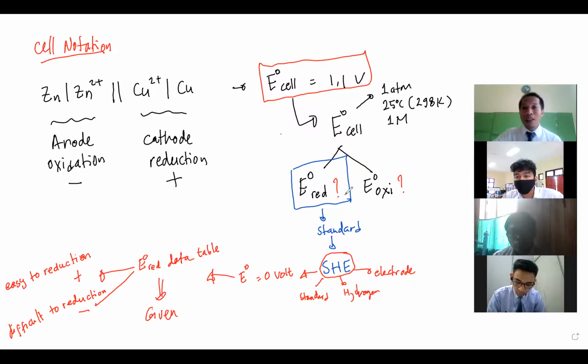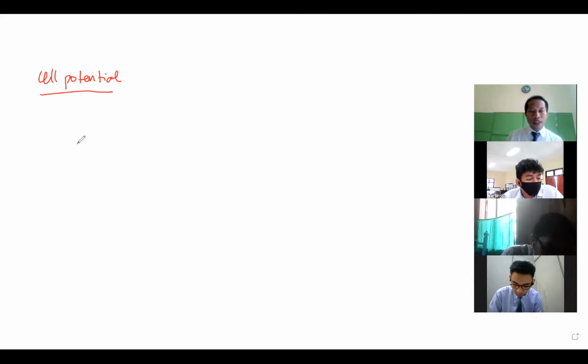All right, is it clear up to here? All right, next one is cell potential. After cell notation, now we're going to learn cell potential. I'm going to use the same voltaic cell reaction, like the previous, zinc 2 plus, I'm going to write the notation, copper 2 plus, and copper.